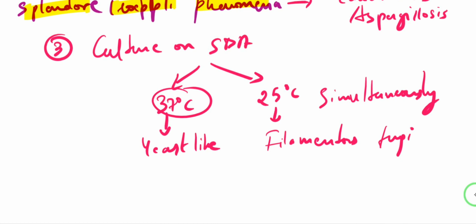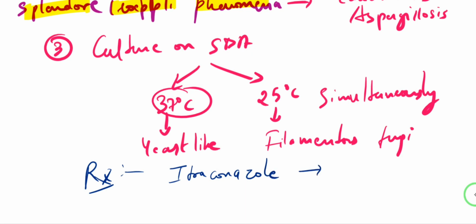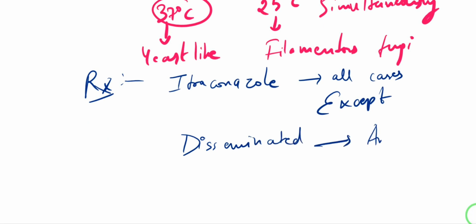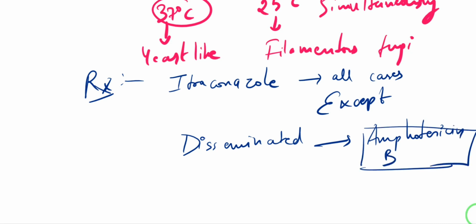Now for the treatment, like I said, we are going to give itraconazole, right, in all cases except the disseminated one, right? Except disseminated sporotrichosis. Disseminated में हम क्या देंगे? We will give amphotericin B. Okay, so let's revise this once.